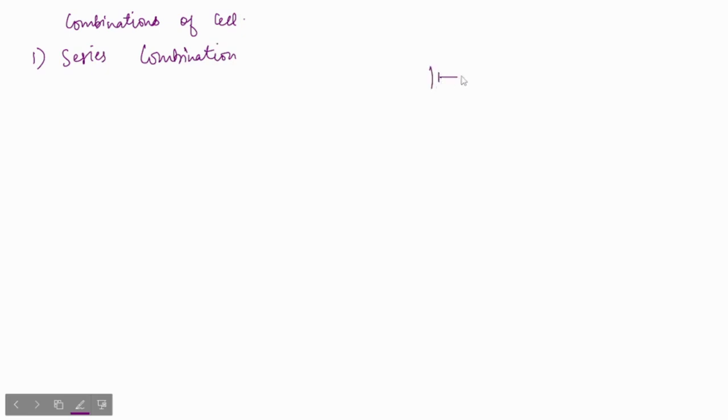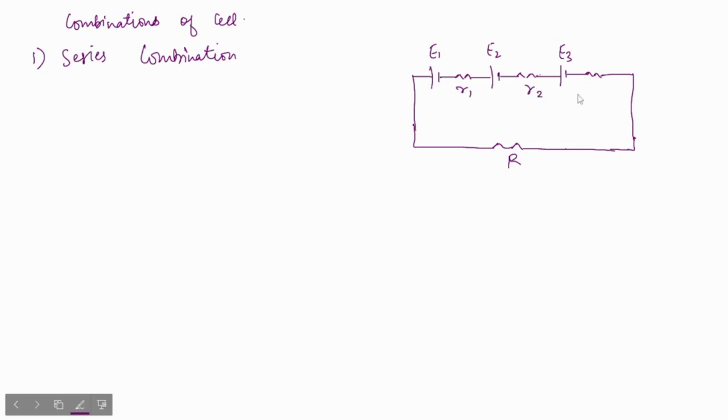We are taking an example. Three cells are connected, and an external resistance. These cells have EMF E1, E2, E3, and internal resistance R1, R2, and R3. Suppose current I is flowing through them. Now, applying KVL in this circuit.